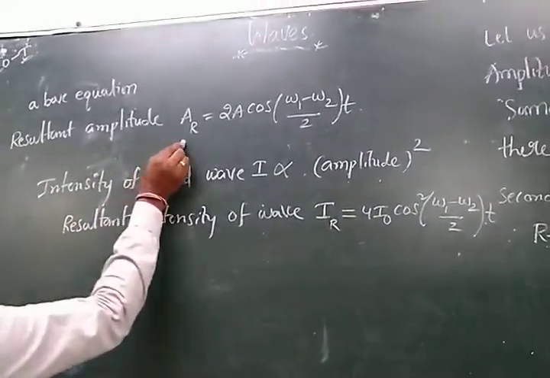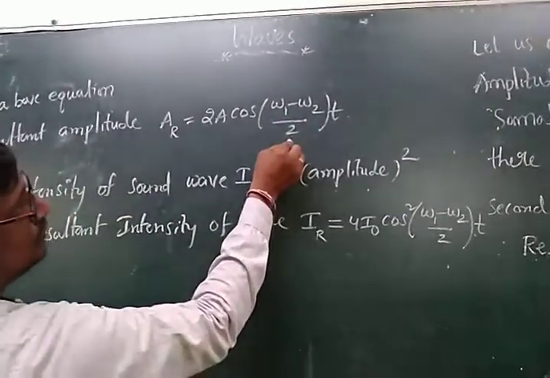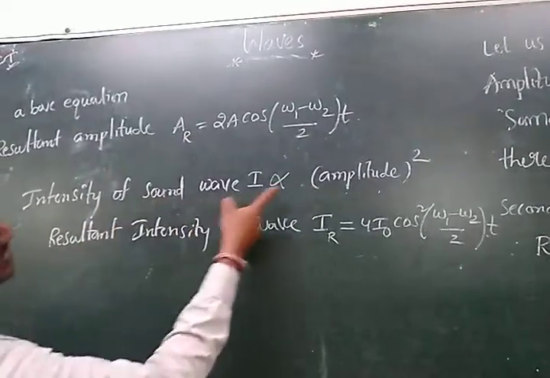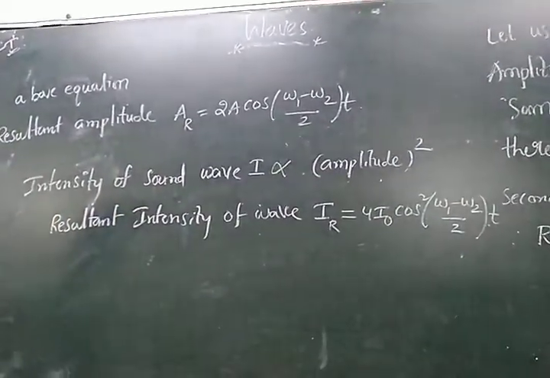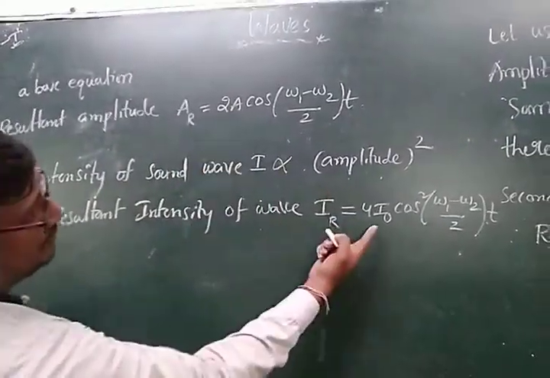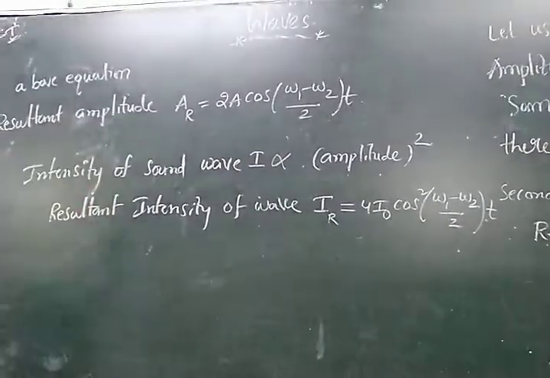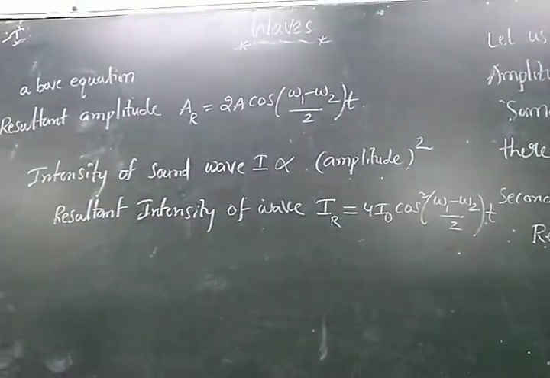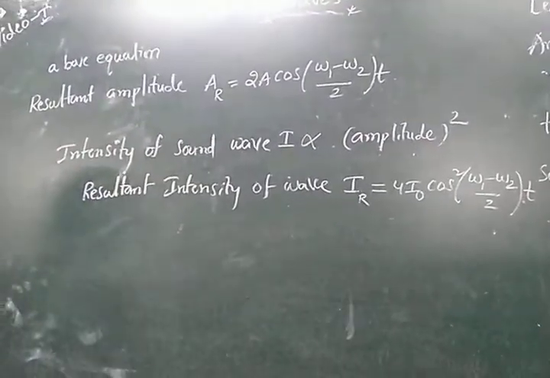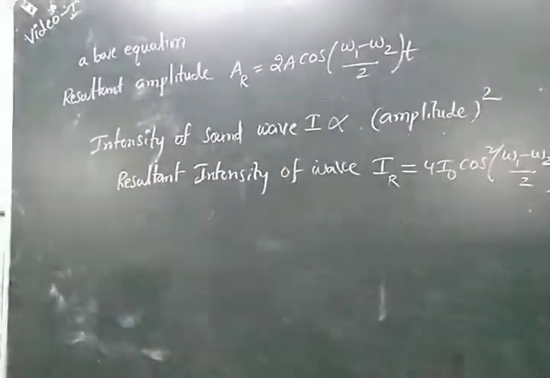The resultant amplitude here is 2a cos of (omega 1 minus omega 2) by 2 into t. The intensity of a sound wave is directly proportional to the square of the amplitude. Squaring 2 gives 4. The maximum amplitude corresponds to the maximum intensity I0, with cos square of (omega 1 minus omega 2) by 2 into t. Now we can find the condition for maximum intensity and the condition for minimum intensity.